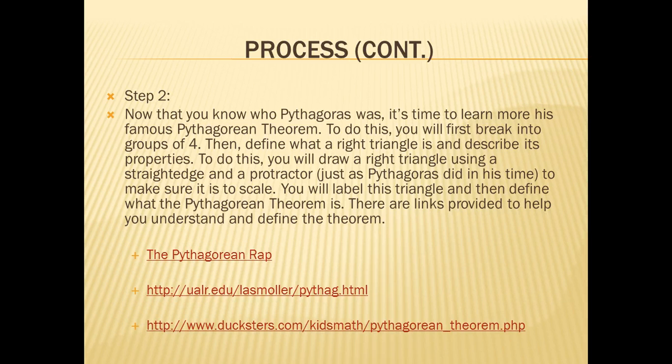To do this, you will first break into groups of 4. Then, define what a right triangle is and describe its properties. To do this, you will draw a right triangle using a straight edge and a protractor, just as Mr. Pythagoras did in his time. You will use the following 3 links to help you understand the properties of the Pythagorean theorem.